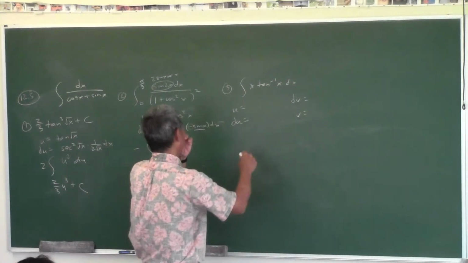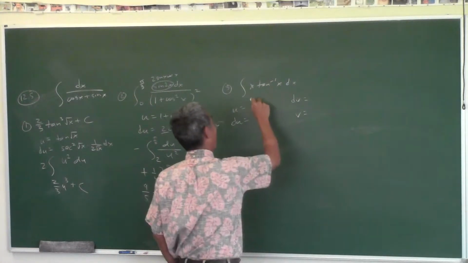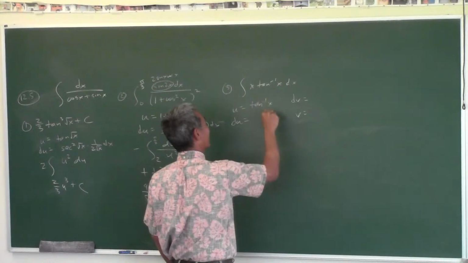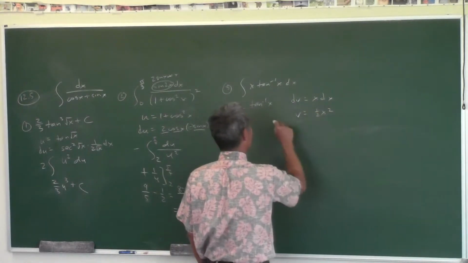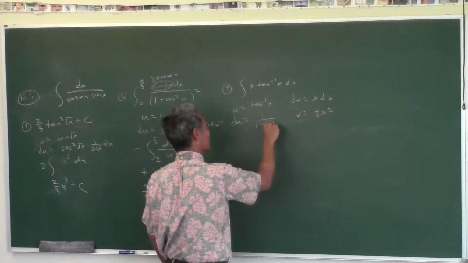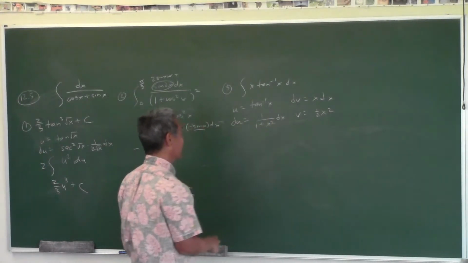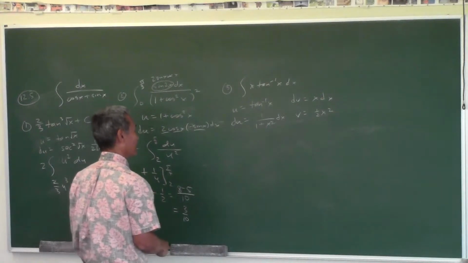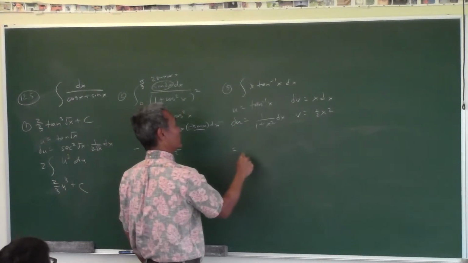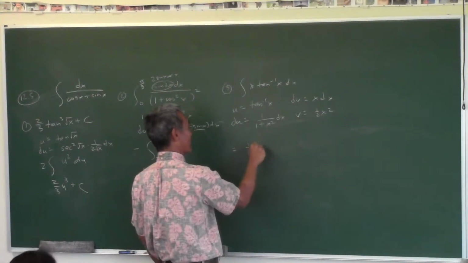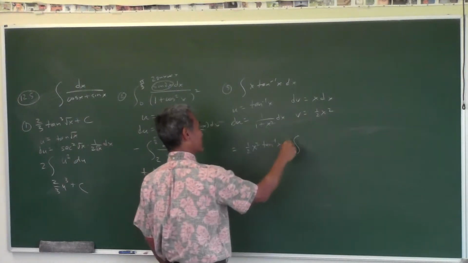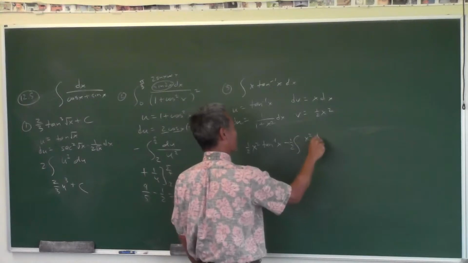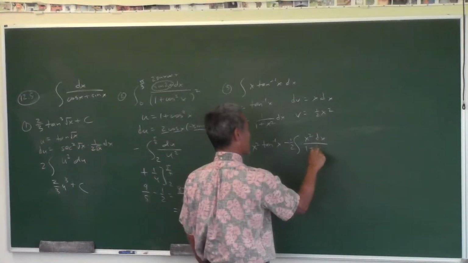Why? So tan inverse x goes there, x dx goes there, so this is 1/2 x squared, and that's going to be 1 over 1 plus x squared dx. Did I do that correctly? Yes. So this integral is equal to uv, 1/2 x squared tan inverse x, minus the integral of v du, so that's going to be 1/2 x squared dx all over 1 plus x squared.